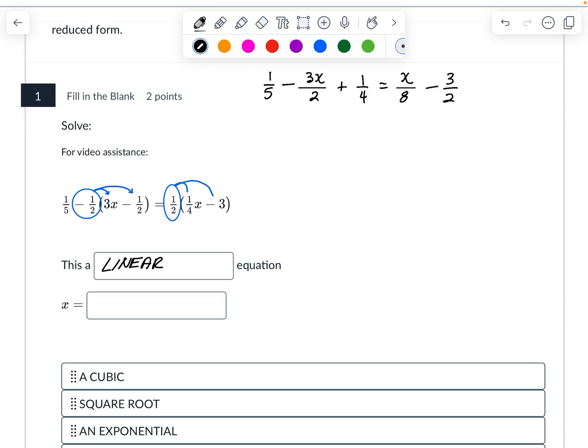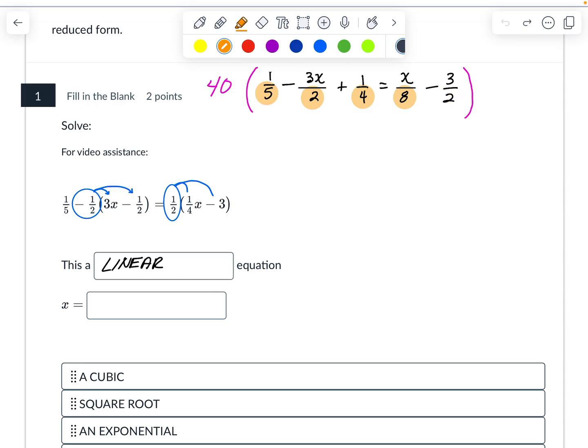So now we don't have any parentheses, but we do have all these horrible looking fractions that most people don't care for. So my task is to get rid of the fractions. I'm going to multiply the entire equation by 40, because the numbers 5, 2, 4, 8, and 2, the very first number they all go into is the number 40. The least common multiple is 40.